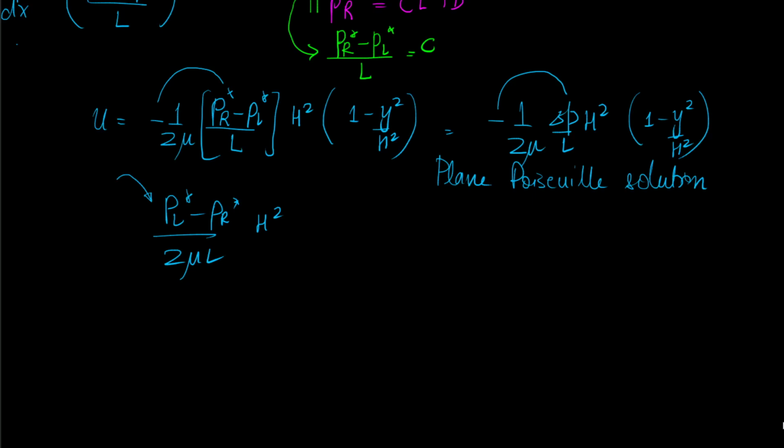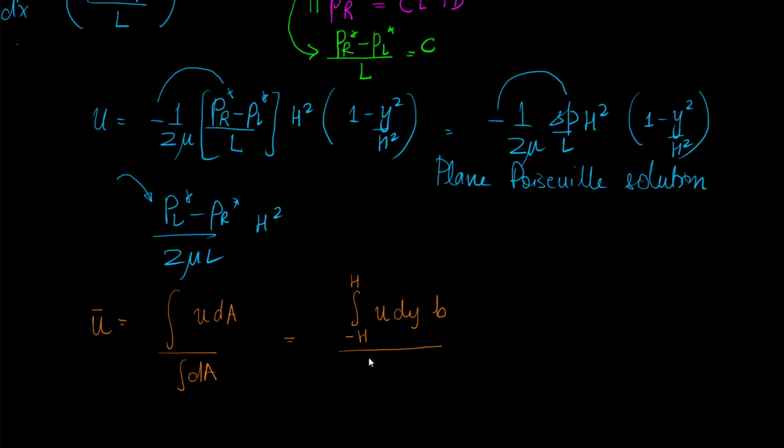With the velocity field, we may now go ahead and find the average velocity. The average velocity is defined as u bar equal to integral u dA upon integral dA. If we assume a width b into the plane, this becomes simply integral from minus h to h of u dy times the width, divided by 2h times b.